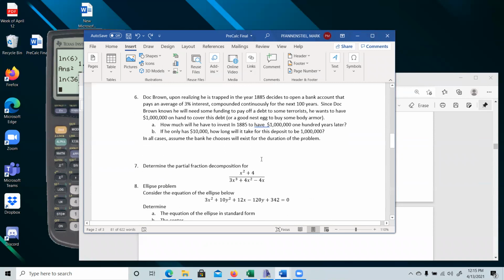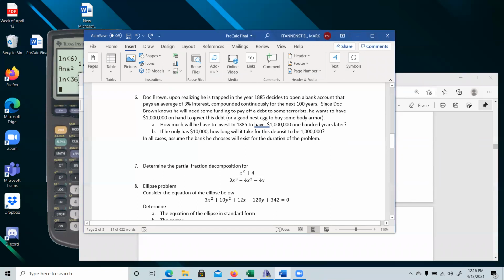All right, more interest problems. So here we have Doc Brown. If you're a Back to the Future fan, upon realizing he is trapped in the year 1885, he decides to open a bank account that pays an average of 3% interest compounded continuously for the next 100 years. Forgive me, it's a math problem. We're making some allowances here.